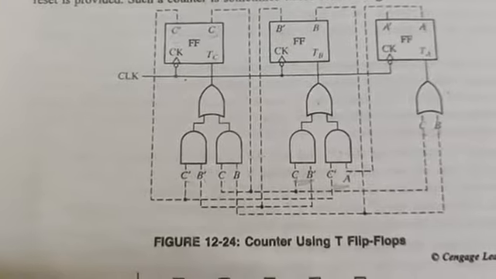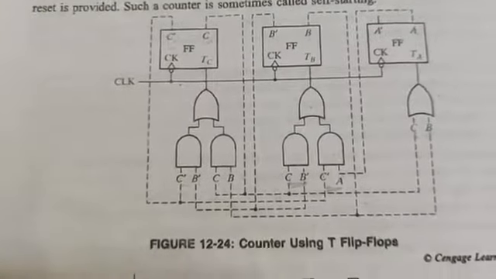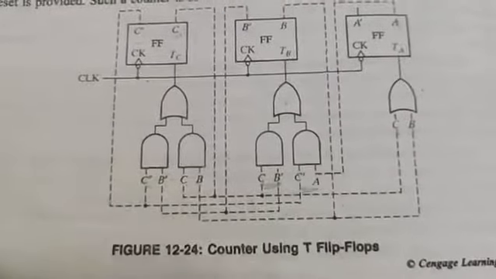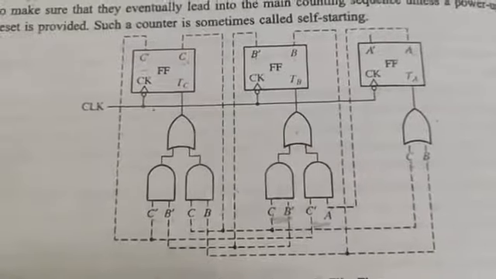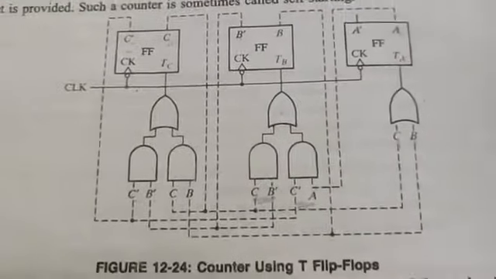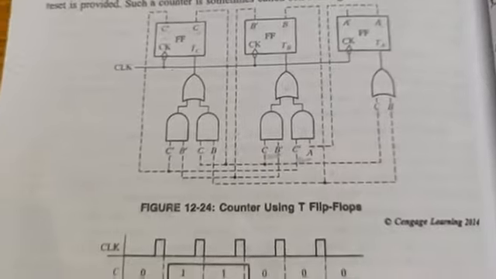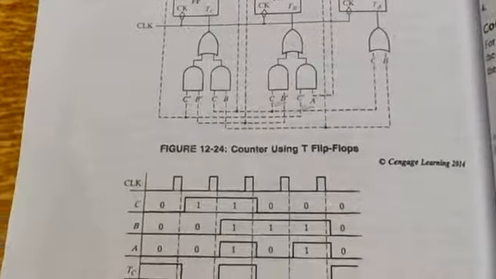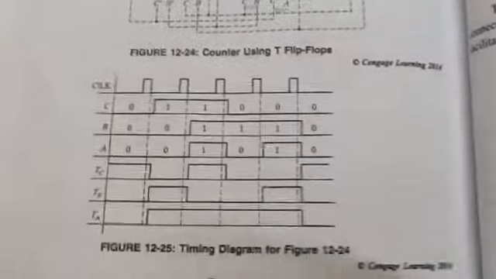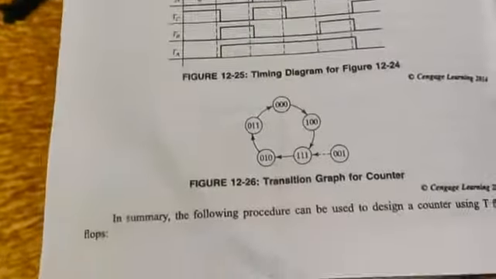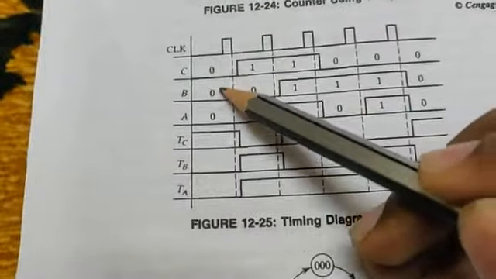This is a counter using T flip-flops for the specified sequence. Whatever sequence is given, the circuit is built with respect to that sequence. This is the circuit diagram. They have given a waveform here. So look at this waveform. This is C, 000.